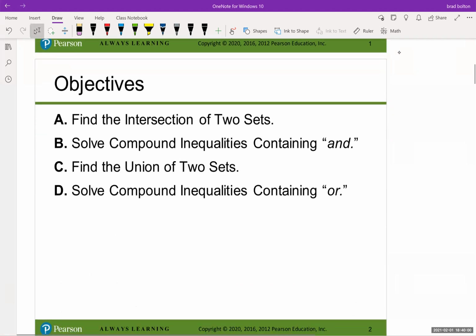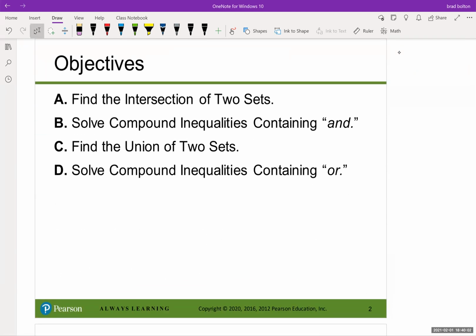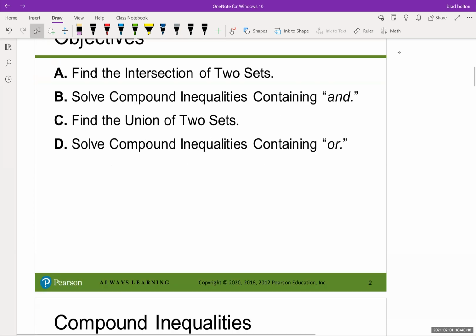So the things we're going to talk about in this section are finding the intersection of two sets, solving compound inequalities containing "and," finding the union of two sets, and solving compound inequalities containing "or." This will also help us in 2.6 and 2.7 as well. So let's get started.